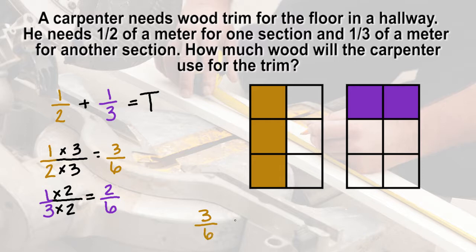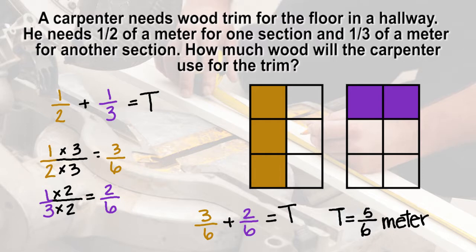The equivalent equation now reads 3/6 plus 2/6 equals T. T equals 5/6 of a meter of trim. Both of the problems completed today were practical to model because the denominators started small and remained pretty small when the strategy of multiplying the denominators by each other was applied. However, as denominators get larger, the modeling becomes more difficult, and it is easier and more efficient to use the strategy of multiplying the denominators.